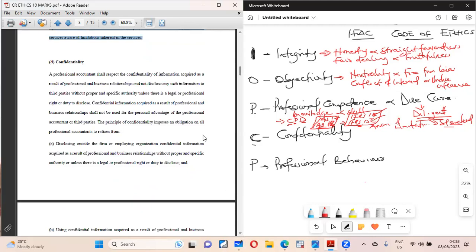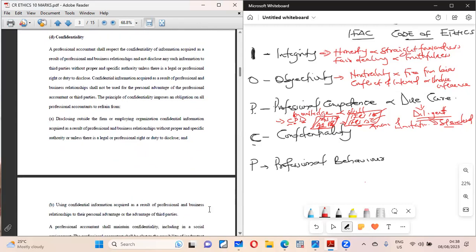The next one is confidentiality. What is confidentiality? Confidentiality is the ability of a person to keep things secret. Yes, it gives a picture of confidentiality. So here we said that the professional accountants respect the confidentiality of information acquired as a result of their professional dealings and not disclose such information to third parties without proper and specific authority, unless there is a legal or professional right to disclose that information.